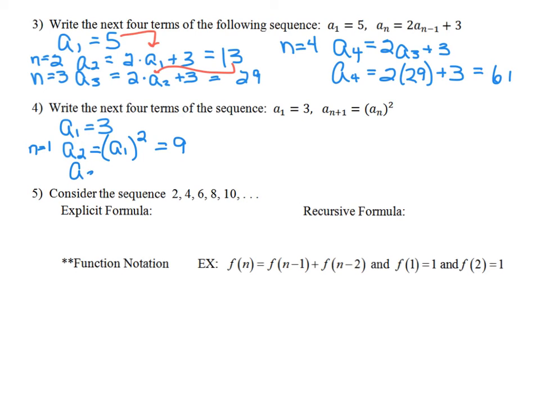Go to A3, where I'm going to use A2, the previous term, and I'm going to square it. What's the previous term? 9. 9 squared, 81.